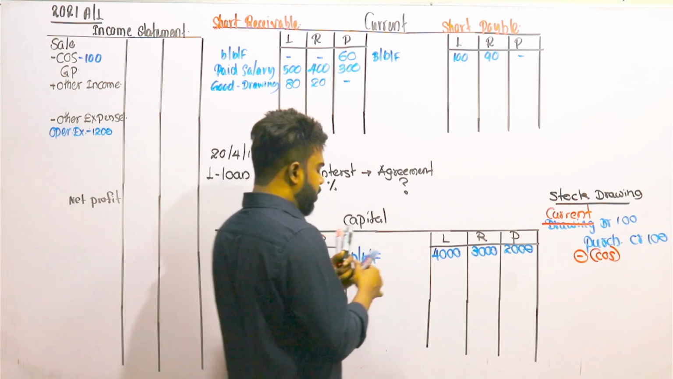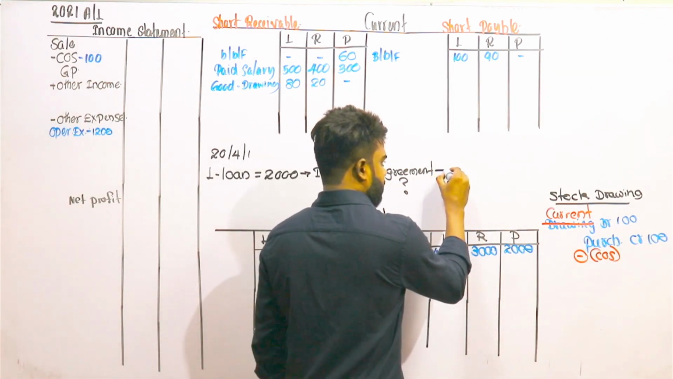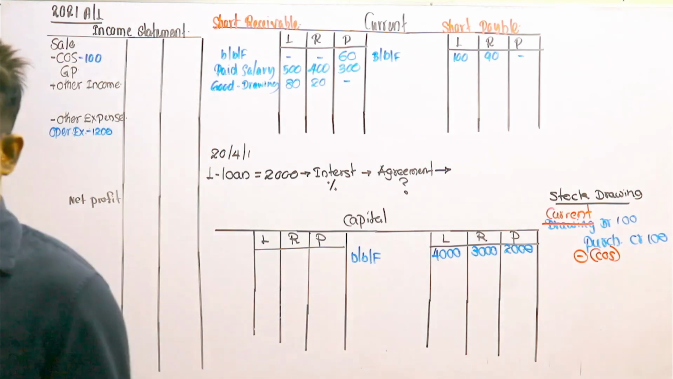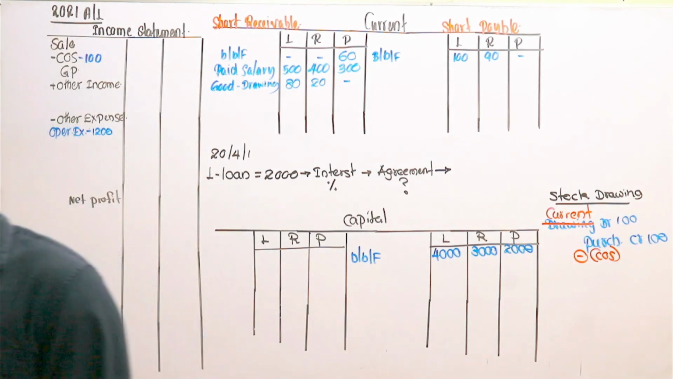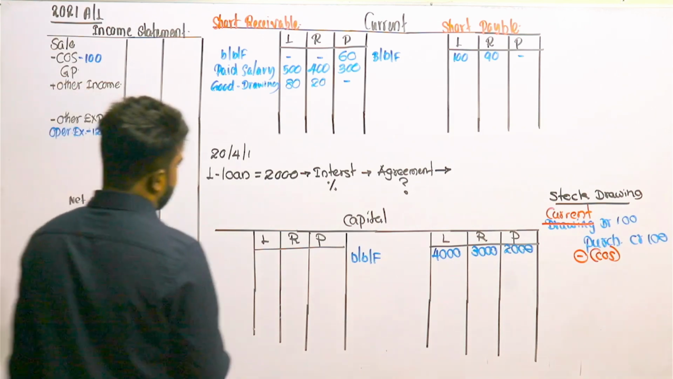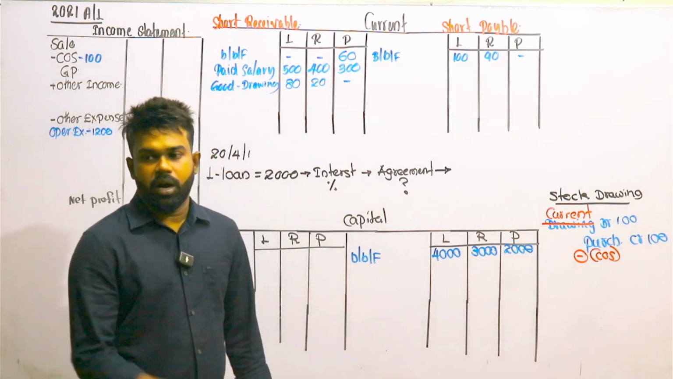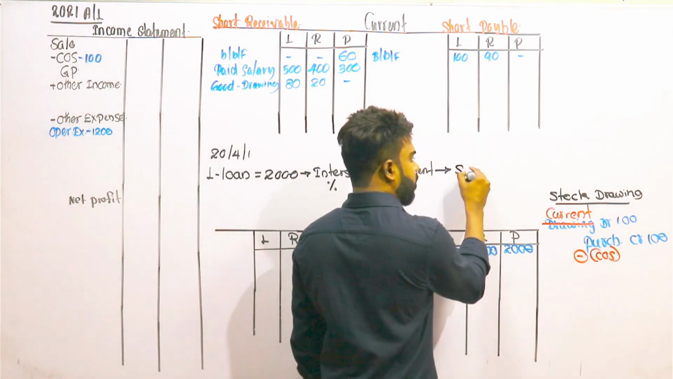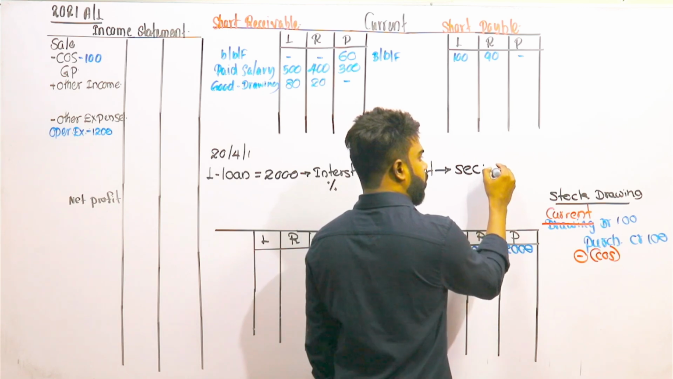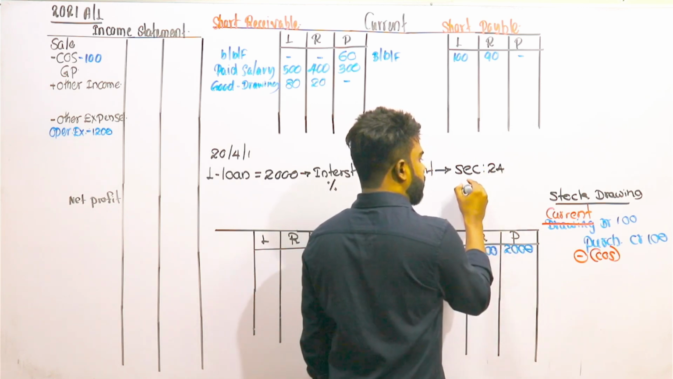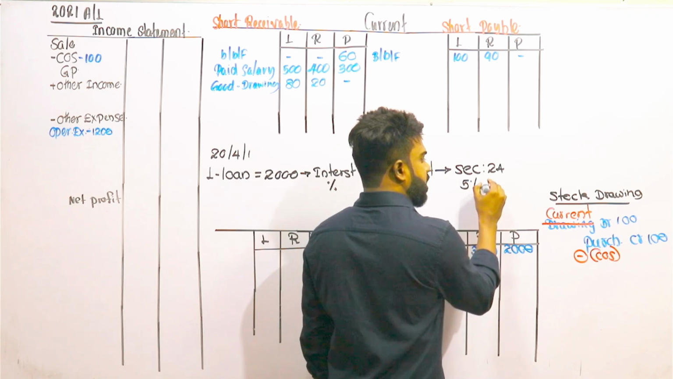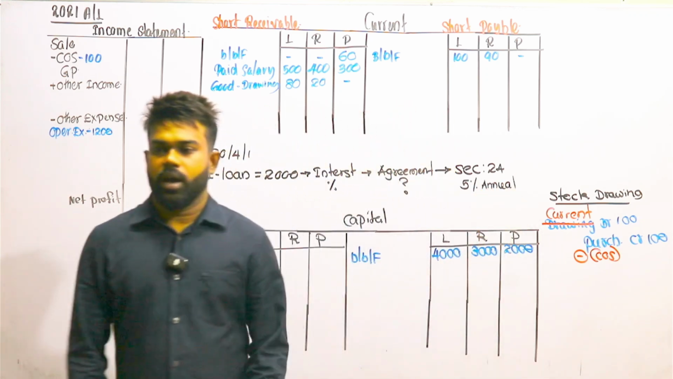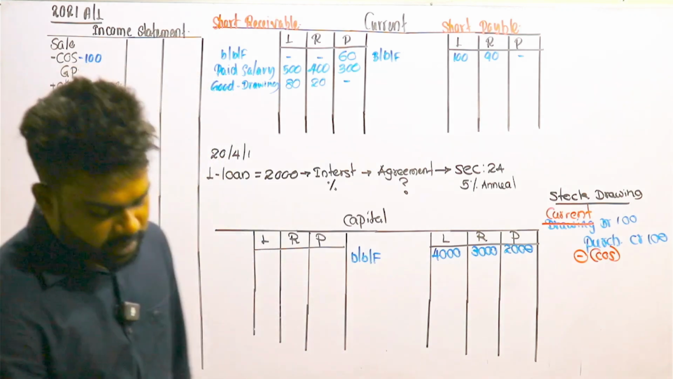Therefore, what do we have to refer to? What is the next step? We have to refer to the Partnership Ordinance Act, section 24, which mentions 5% annual interest.